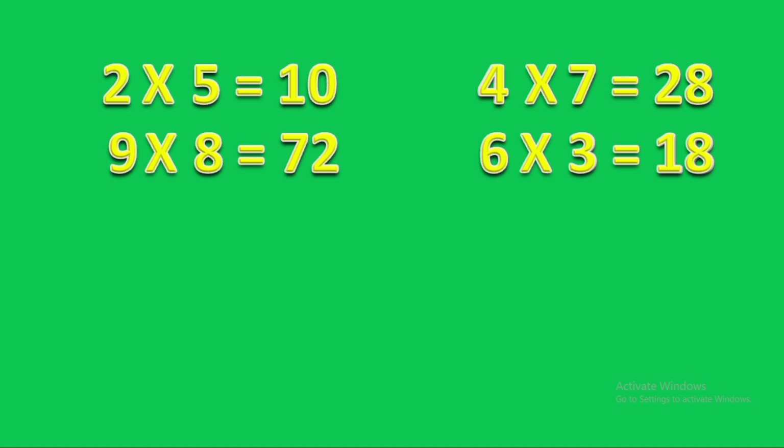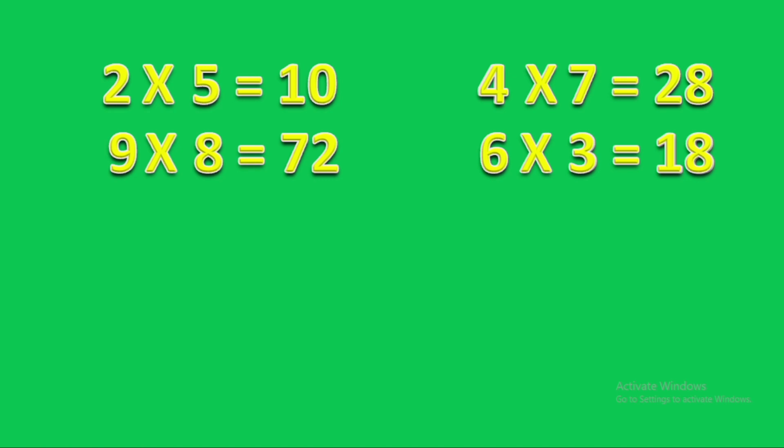As you can see on the screen, I have taken a few numbers and their products. 2 into 5 equals 10, 9 into 8 equals 72, 4 into 7 equals 28 and 6 into 3 equals 18. What I am going to do, I will keep the numbers to the left hand side of the screen and I will take the products to the right hand side.